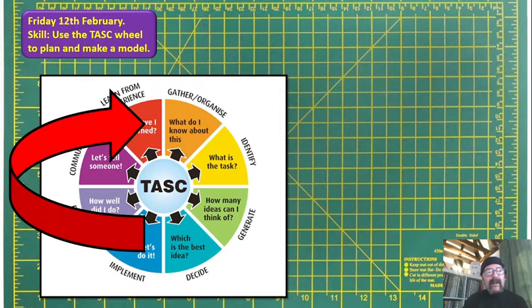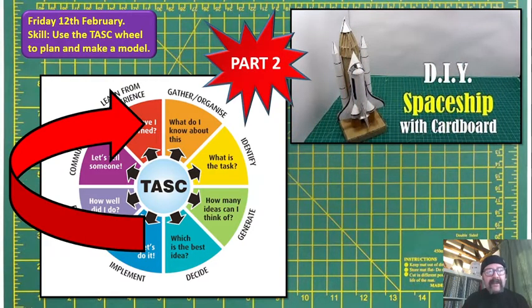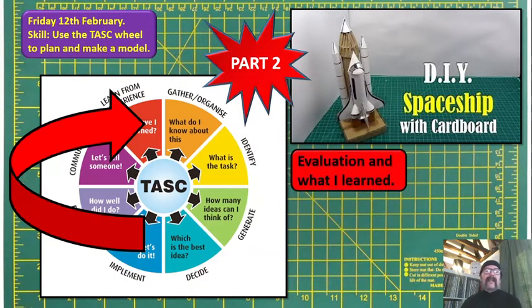So what have I learnt? If you haven't already done so, you just need to carry on with the last part of your task wheel. What did you learn? Did you find anything difficult? Evaluate your model. How well did I do? What could I improve? If I had to do it all over again, what changes would I make?